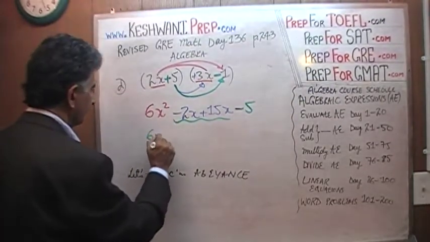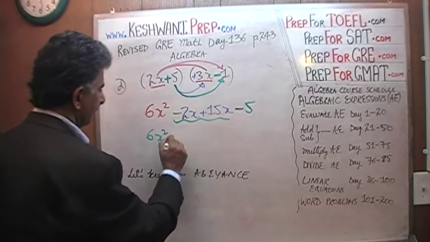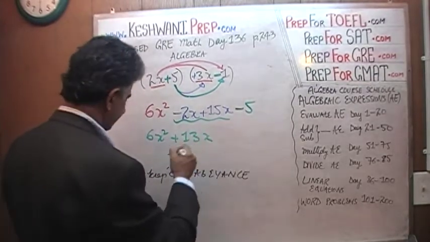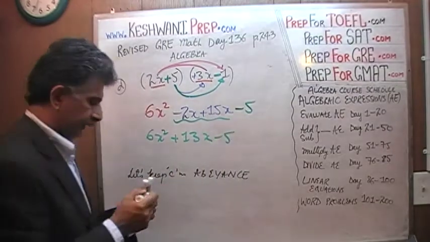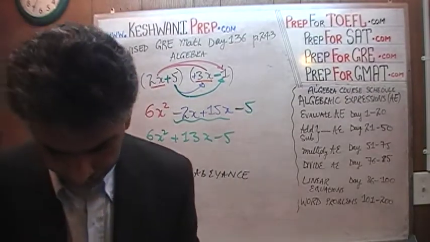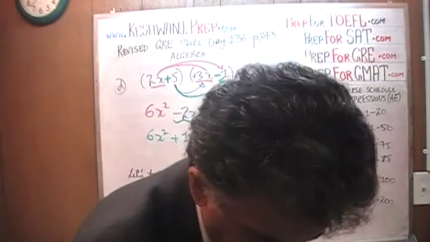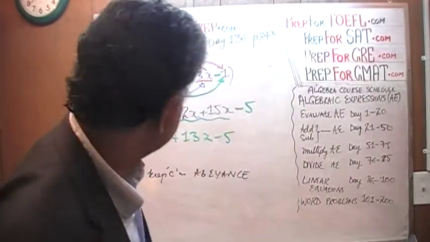So we end up with 6x squared, a negative 2 and a positive 15 gives us positive 13x, and negative 5. That's it, we're done with that one. Let's do C.